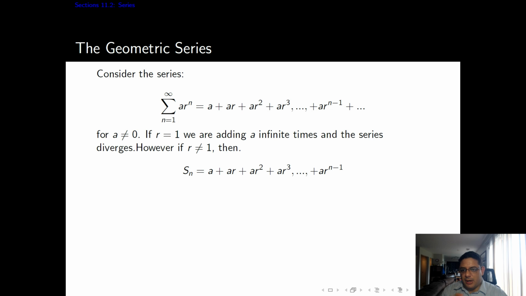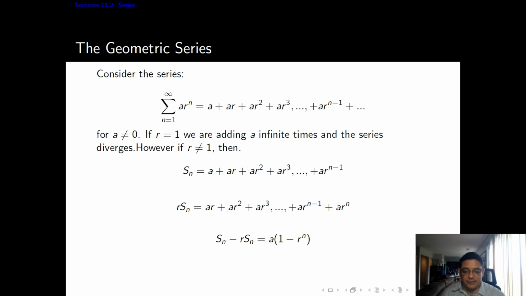Thanks to the shape of the geometric series, we can attempt to find a better expression for this. The way that we do this is we multiply everything by r. Notice that r times S_n is ar plus ar squared plus ar cubed up to ar^n. Now we can take the difference between S_n and rS_n, and a lot of terms are going to cancel out. I'm just going to have left the first term and the last term, a and ar^n, from subtracting these two.